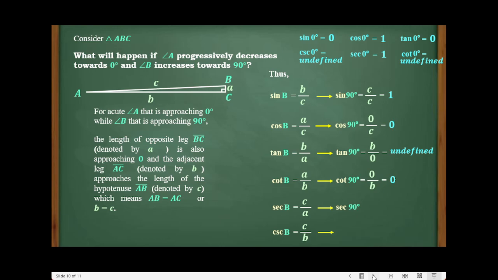Secant of 90 degrees is equal to hypotenuse over adjacent leg, which is undefined. And then finally, the cosecant of 90 degrees is equal to C over B, or that is C over C, which is equal to 1. And there you have all the 6 trigonometric ratios of angle 90 degrees.